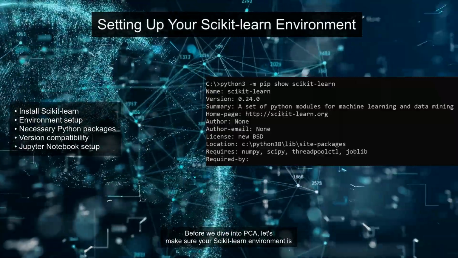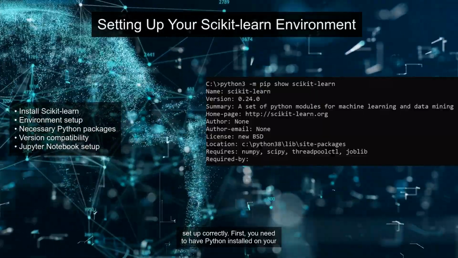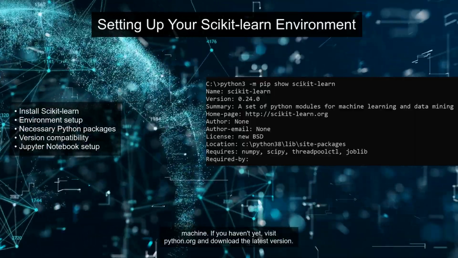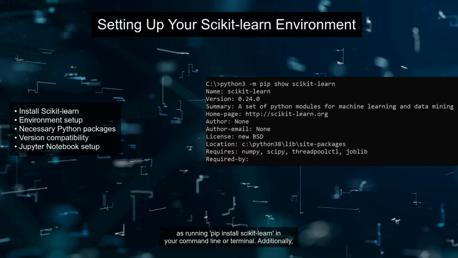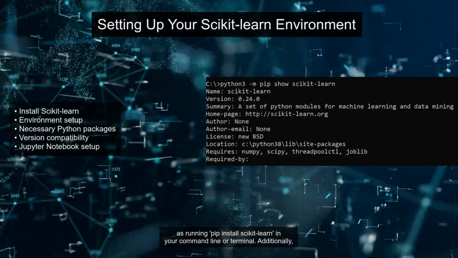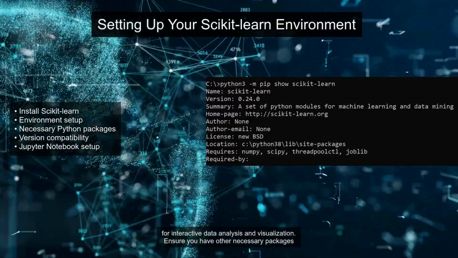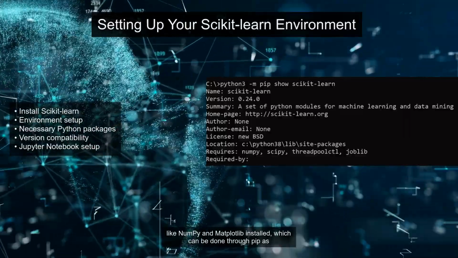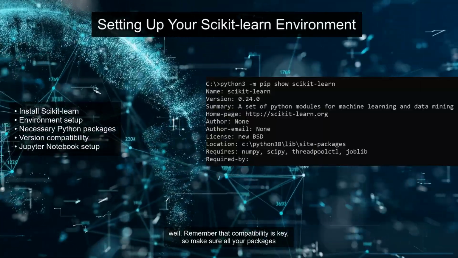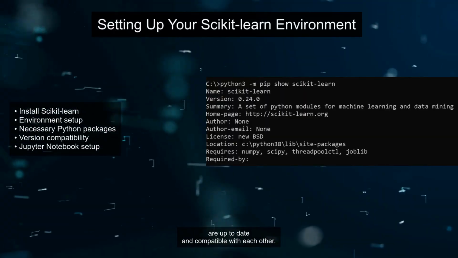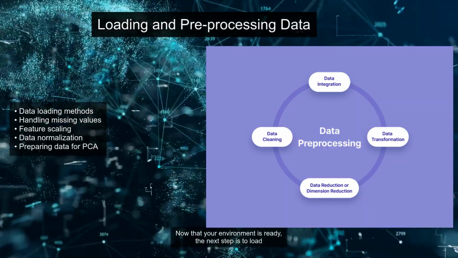Before we dive into PCA, let's make sure your Scikit-learn environment is set up correctly. First, you need to have Python installed on your machine. If you haven't yet, visit python.org and download the latest version. Next, you'll need to install Scikit-learn using pip, which is as simple as running pip install scikit-learn in your command line or terminal. Additionally, I recommend using a Jupyter notebook for this tutorial as it allows for interactive data analysis and visualization. Ensure you have other necessary packages like NumPy and matplotlib installed, which can be done through pip as well. Remember that compatibility is key, so make sure all your packages are up to date and compatible with each other.